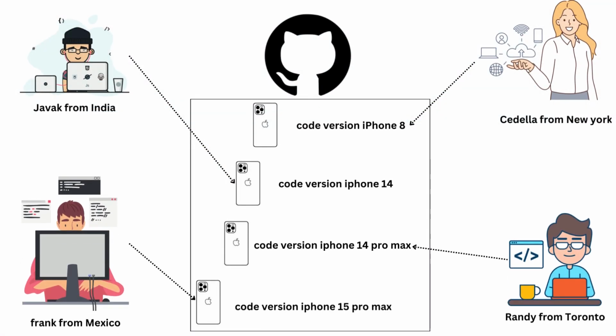For instance, let's say you work for a company like Apple, and you have to release iPhone 8, iPhone 14, and iPhone 14 Pro Max. In that case, a version control tool like GitHub will seamlessly facilitate the storage of these distinct code versions, making it effortless for monitoring and differentiating between them.